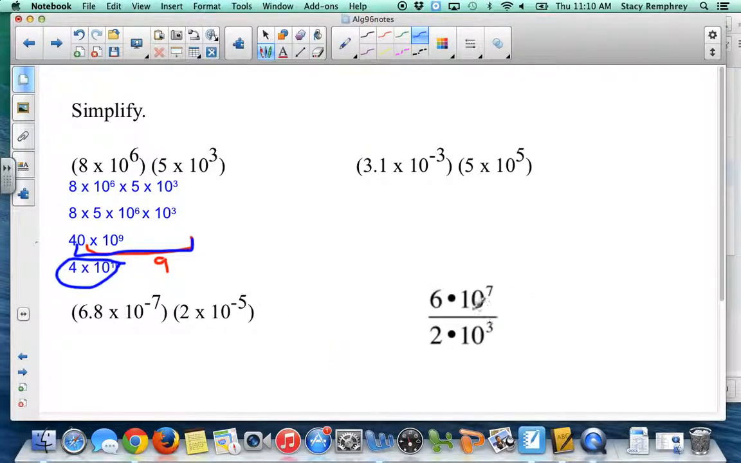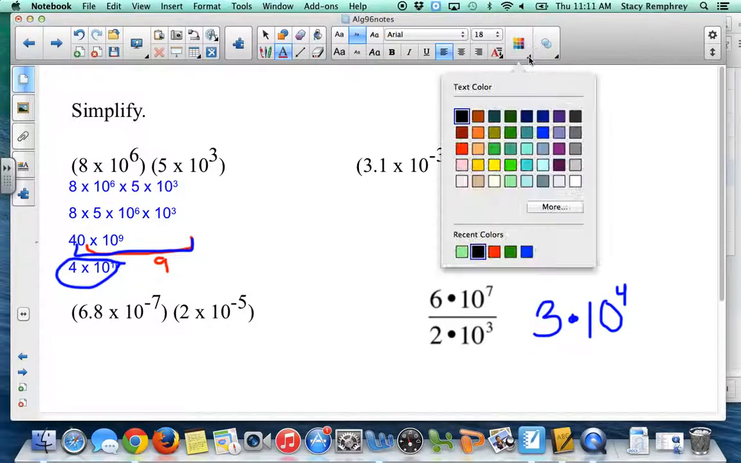Over here in this example, you're going to do the 6 divided by 2. That's going to give you the 3 times the x and the dot. It's the same thing. And I'm going to subtract the exponent, so I get 3 times 10 to the 4th. So push pause, try to work through the remainder of these, and then come back.